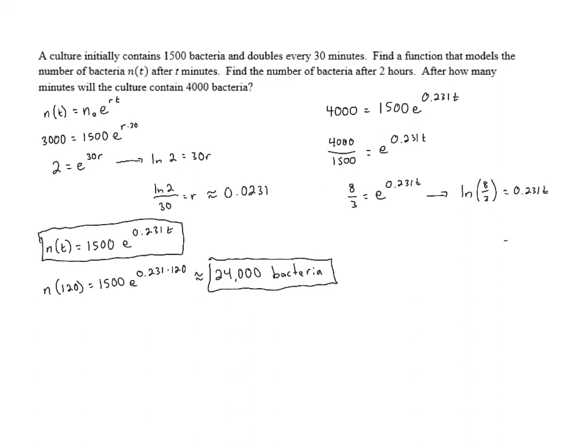If we write this in logarithmic form, we get ln of 8/3 equals 0.231 t. And dividing by that decimal tells us that t is ln of 8/3 divided by 0.231. And we can see with a calculator that this is approximately equal to 42.46. So the bacteria will be at a population of 4,000 after about 42 minutes. And that is our final answer.